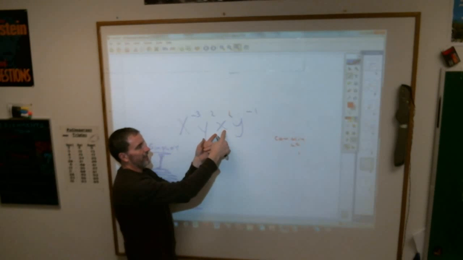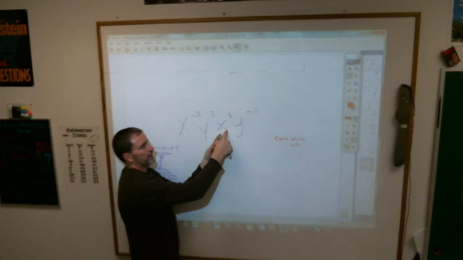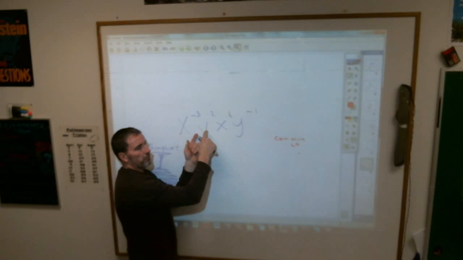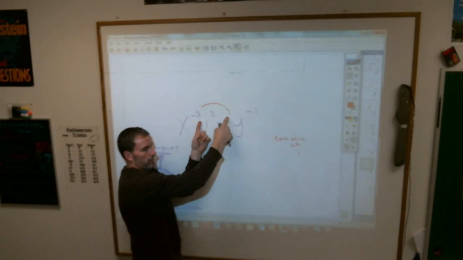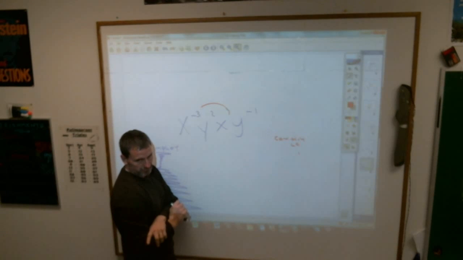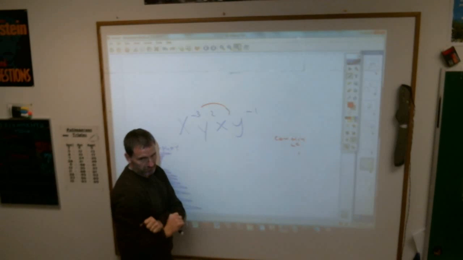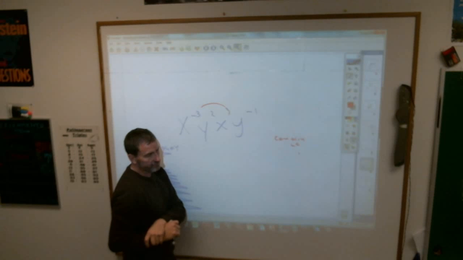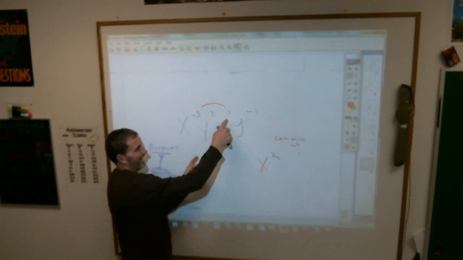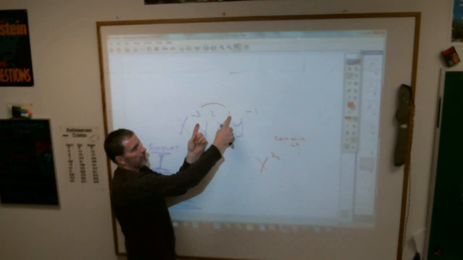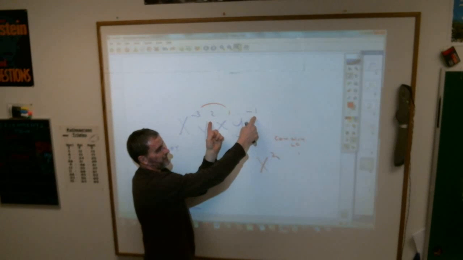What do I get if I have x to the negative 3 and an x to the negative 1? What do I get if I put those together? Remember when you multiply those things, you add exponents. What do I get if I add a negative 3 and a 1 together? Negative 2. Very good. So I get x to the negative 2 because I'm adding exponents together.